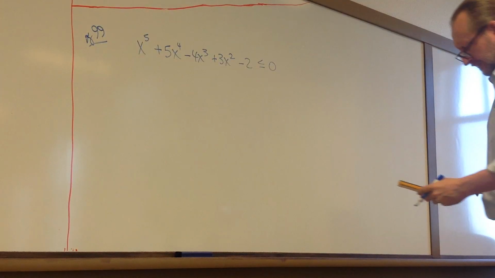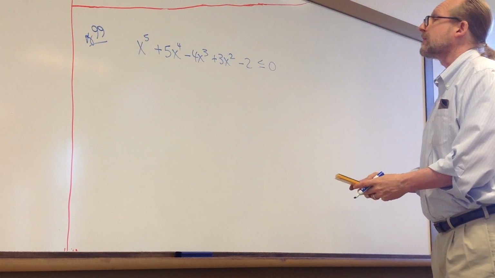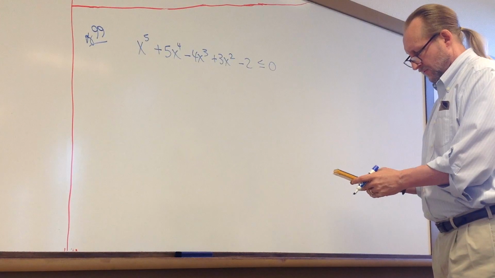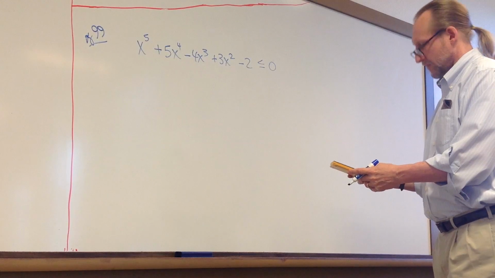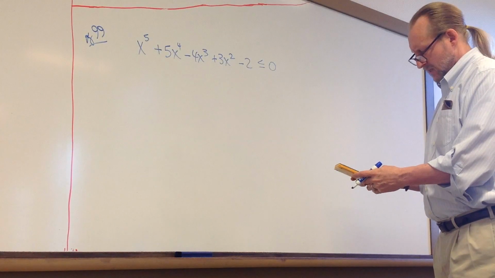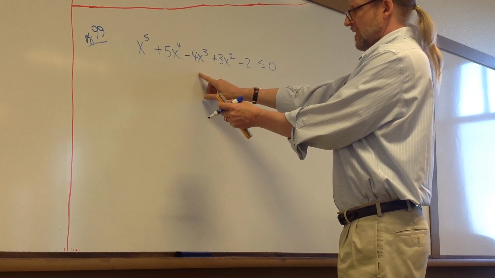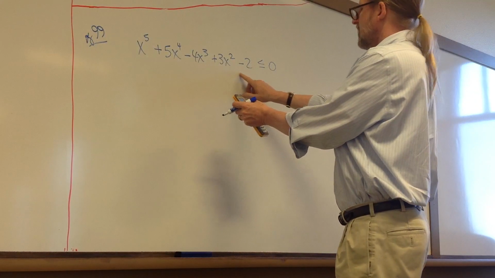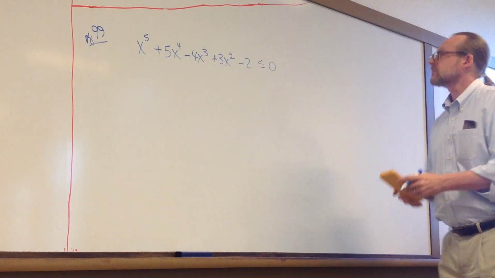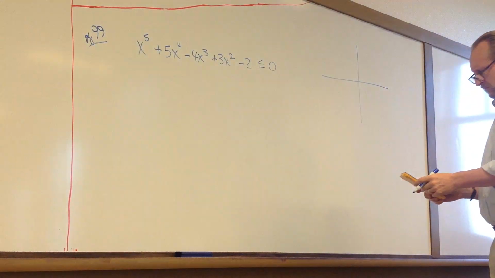Okay, let's see here. So, x to the 5th, 5x to the 4th, 4x to the 3rd, 3x squared minus 2. And again, when you're typing all this in, I always think that it's a good idea to double check that. All right, so let's see what it looks like in the standard window here.